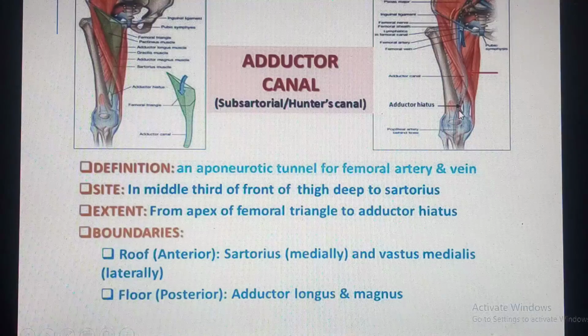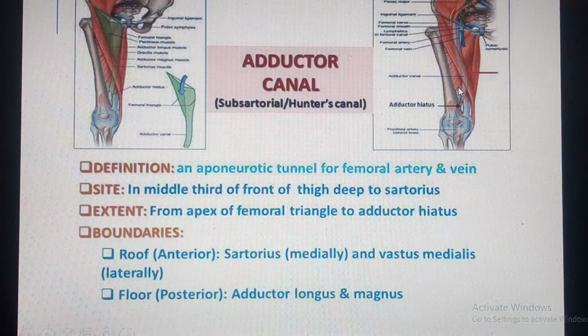So it is going to serve to transmit structures. Now remember that the adductor muscles are in the medial compartment of the thigh. The femoral triangle is in the anterior compartment of the thigh. So structures can move all the way from the anterior aspect of the thigh to the posterior aspect of the leg, through the adductor canal, exiting via what we call the adductor hiatus. So that is what we're going to see.